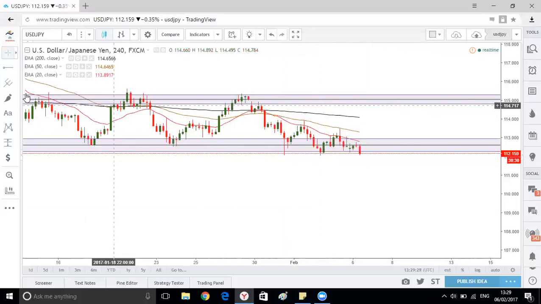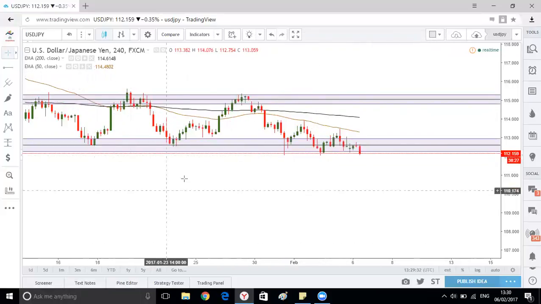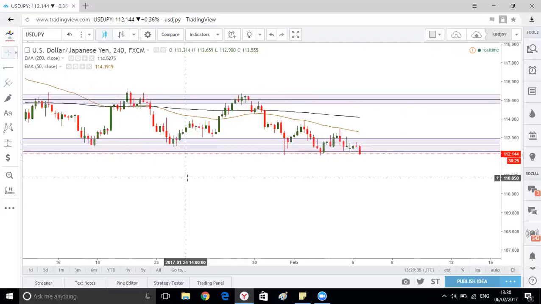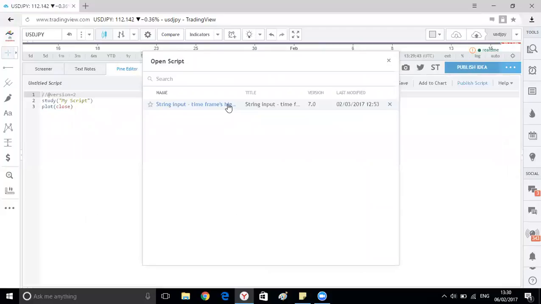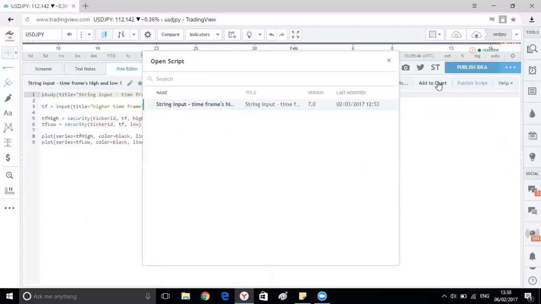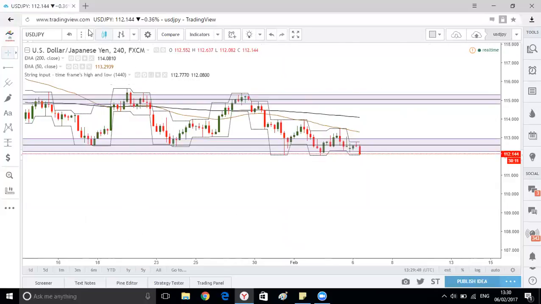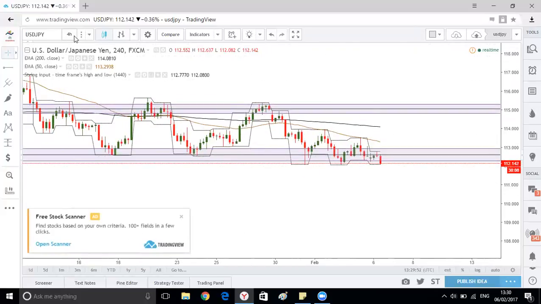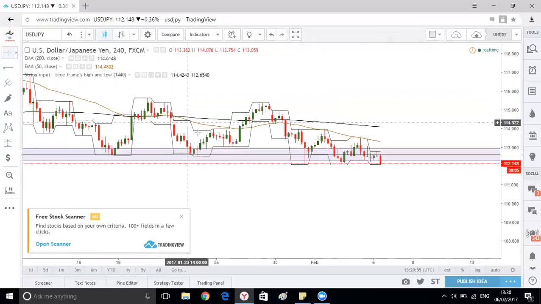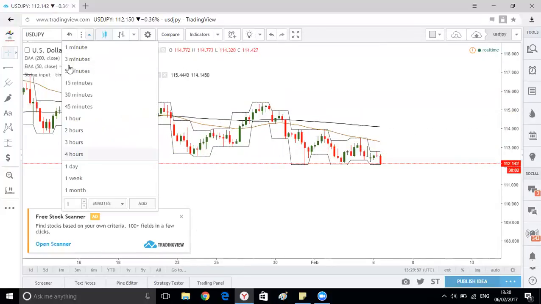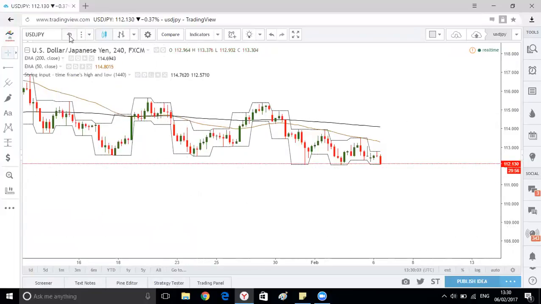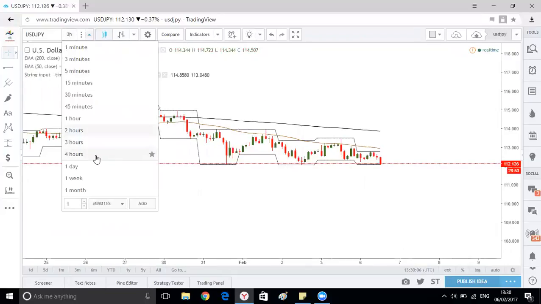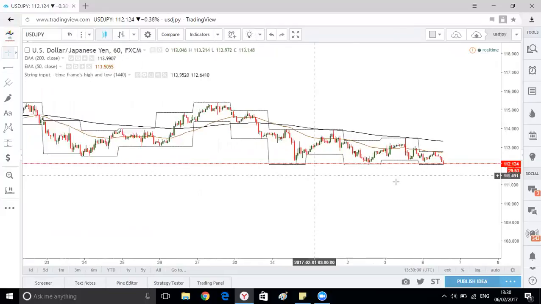For those of you that have been asking for the daily highs and lows, this is how you do it. This is what it is. Let's go on to the 1 hour chart. Okay, 1 hour chart, daily highs and lows.